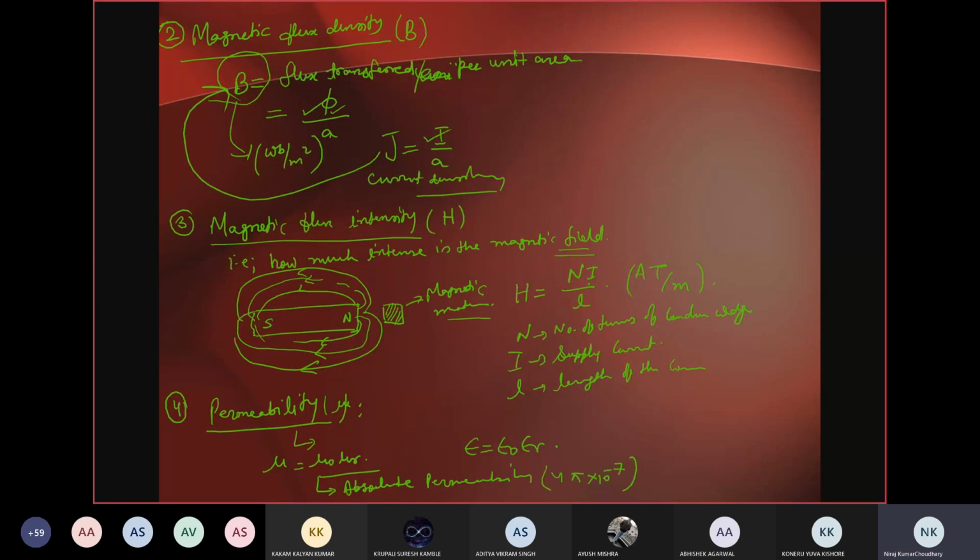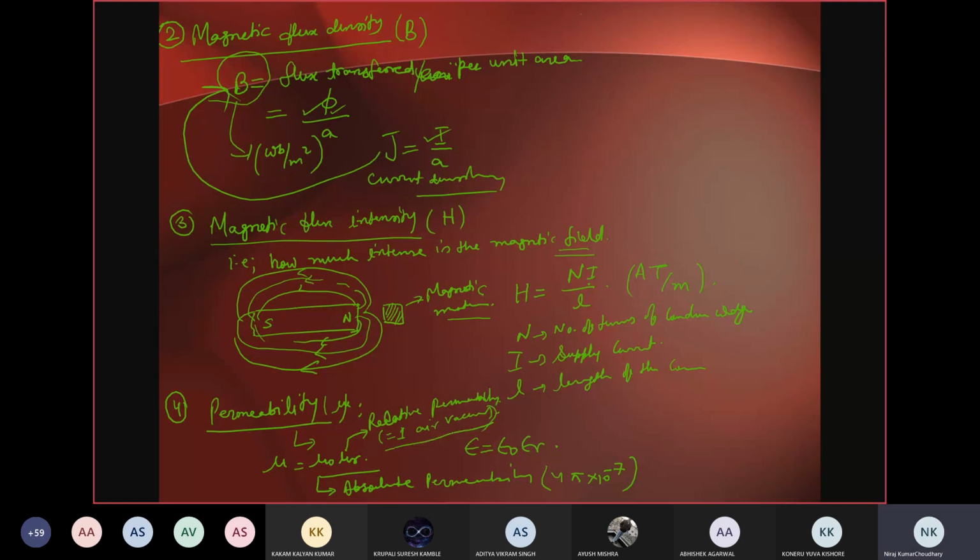And mu r is the relative permeability. This mu r is basically one for air and vacuum. The other values of mu r depend upon the medium used. I just want to recall all these terms used in the magnetic circuit, so that from the next class onwards we can discuss things in detail.